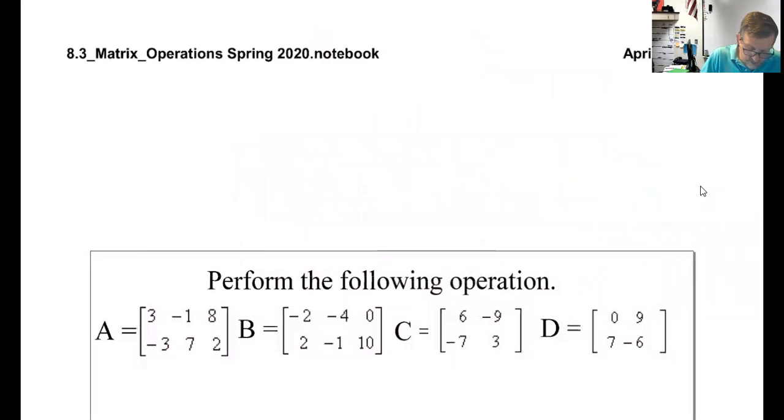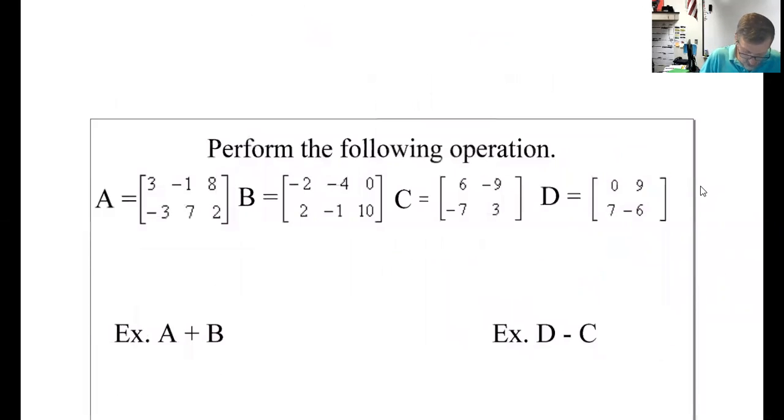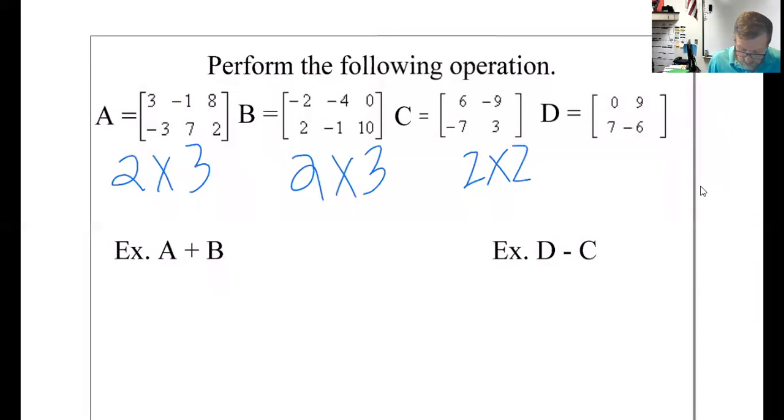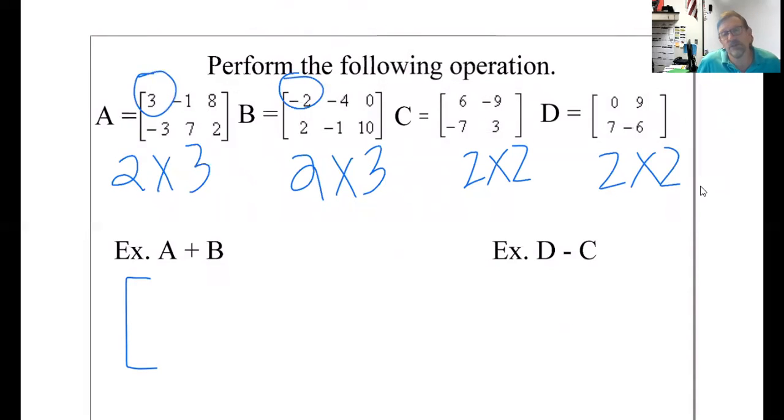Okay, now, in addition to 2 by 2s, you can also have 3. This is 2 rows by 3 columns. This is a 2 by 2, and that's a 2 by 2. So if we try to add A and B, since they're both the same dimensions, we're just going to add the elements in the same locations. I'm not going to show the arithmetic, I'm just going to do it.